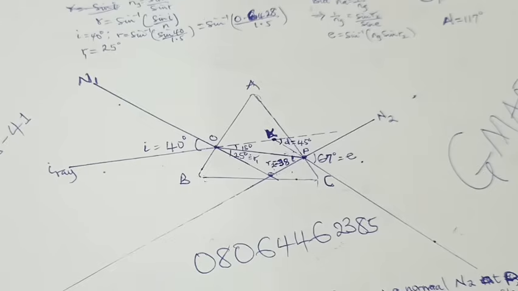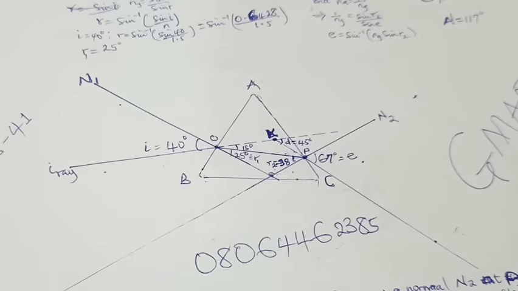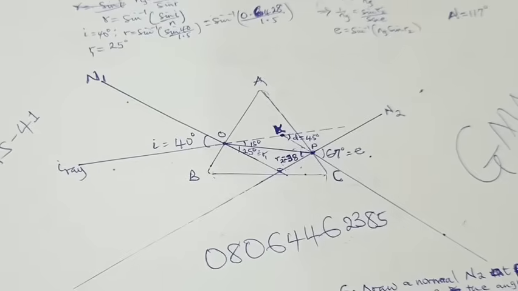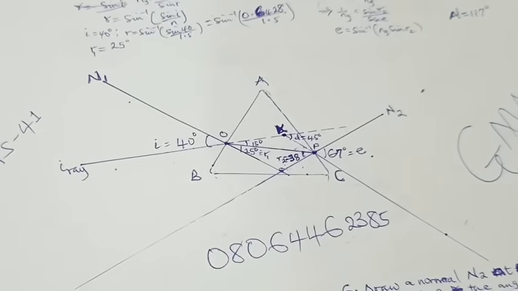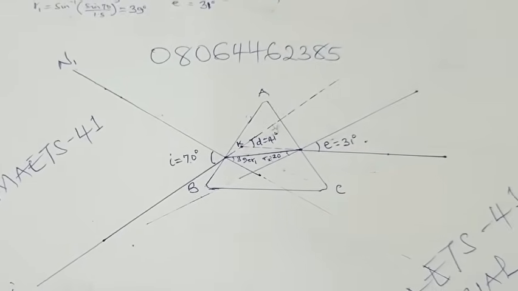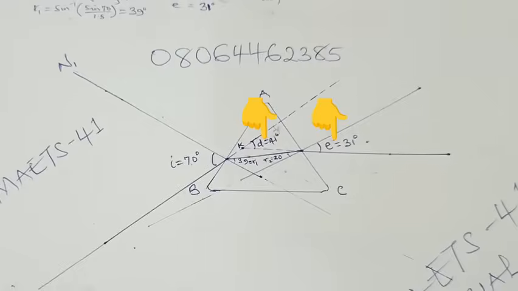I am going to carry out the tracing of an incident angle of 50 degrees. Incident angle of what? 50 degrees. Already I had worked on that of 40. I had also worked on that of 70 degrees. You can see that. So we got the emergent angle, we got the angle of deviation, as you can see.